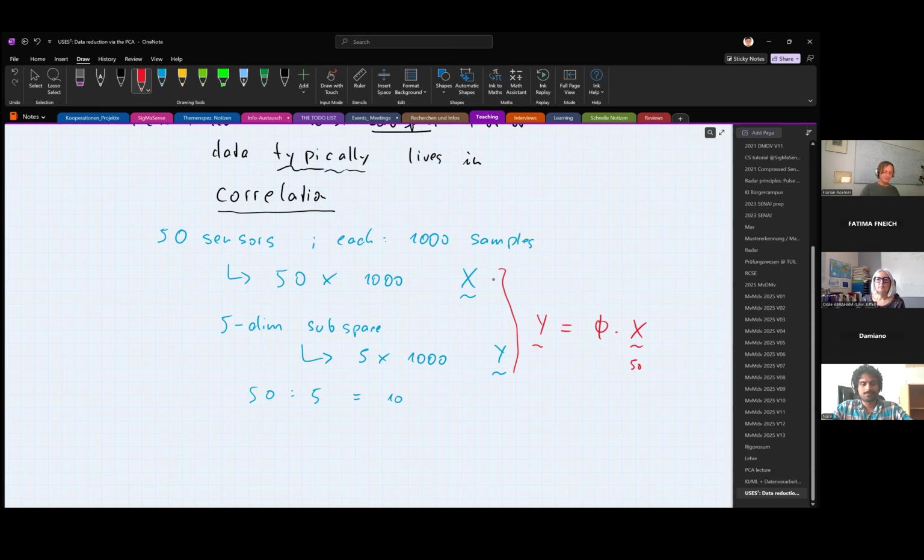Where x is 50 by 1,000, and y is 5 by 1,000. And then phi is your projector, 5 by 50. So this is where the dimensionality reduction happens. And you will notice it looks a lot like compressed sensing, but it's not exactly the same. Because here, this phi is chosen based on prior knowledge on X that we obtained through looking at correlations. And as long as this correlation structure is true, this phi is a good one.